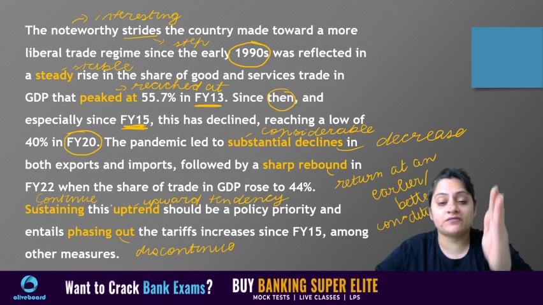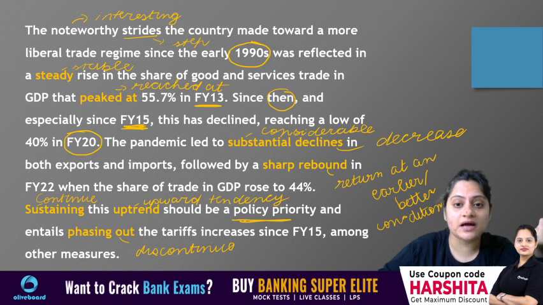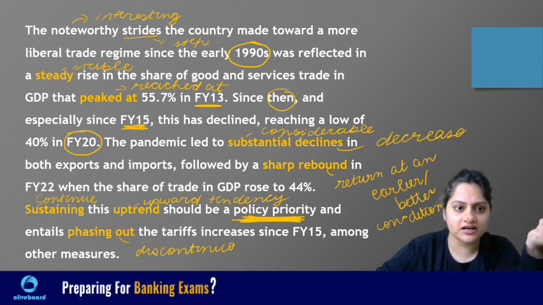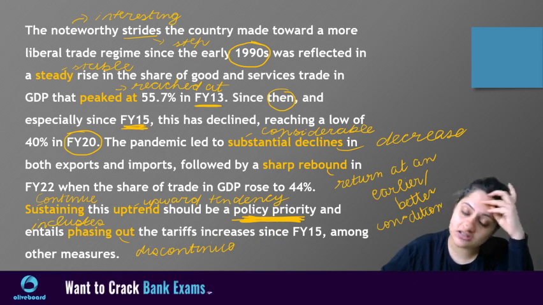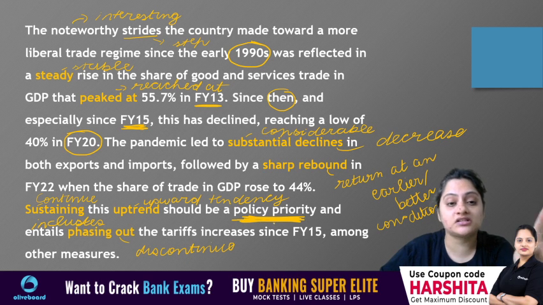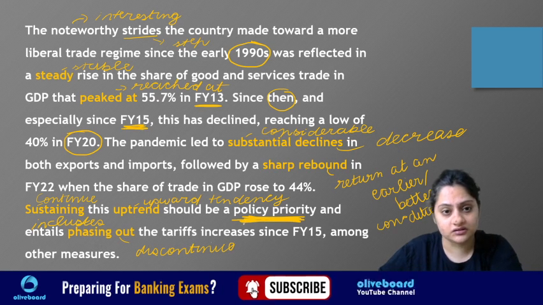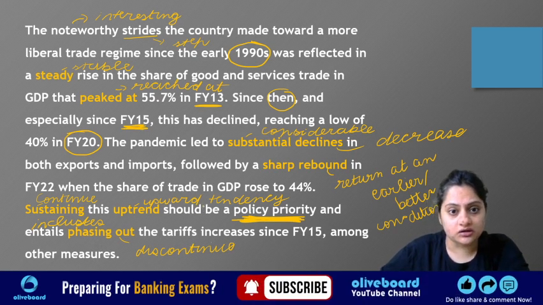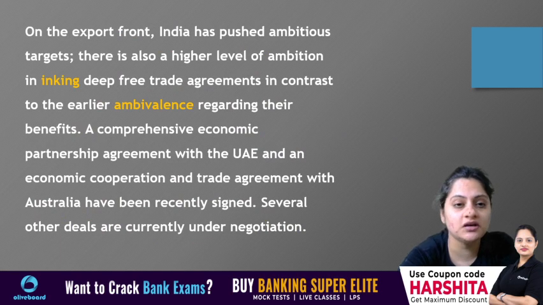Now continuing this upward trend, uptrend means upward trend, upward tendency, this should be a policy priority. This should be given importance, and this also includes discontinuing the tariffs, the taxes. Since we have increased the taxes since financial year 15, we should discontinue them. This should be the priority, the importance given. We should discontinue putting taxes on the imports, right? And we should obviously continue with this upward tendency wherein we increase the share of trade. Okay, increase in trade should be continued.